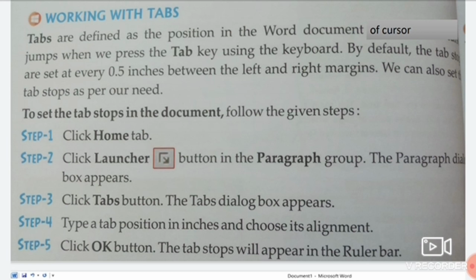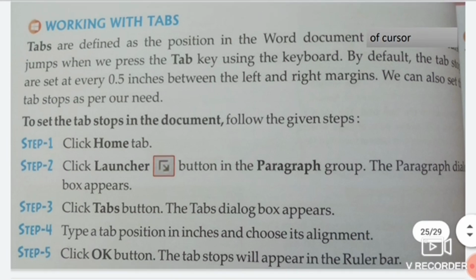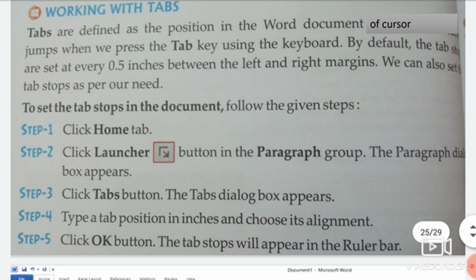As we want to shift the cursor directly from one position to a given gap, we just use the tab key, which is available on your keyboard. We can use that tab key for this, giving the tab in between. So these tabs are defined as a position in the Word document of the cursor jump.